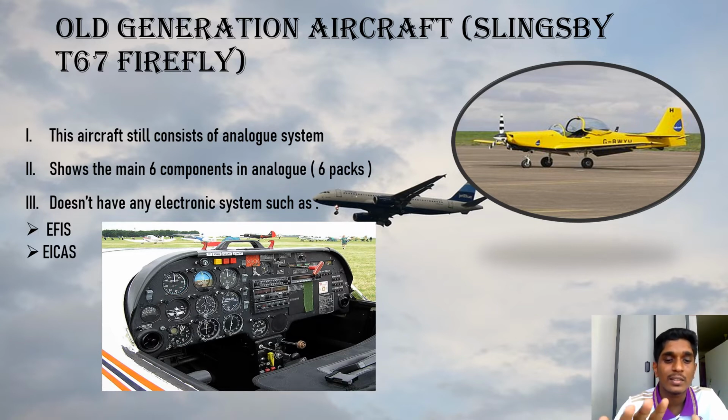As you can see, there are six main components as our technician explained before, like altimeter and airspeed, and everything will be shown in the analog system. The third point is that it doesn't have any electronic system such as IFIS or ICAS. In a modern aircraft, there will be two systems which conduct the aircraft. The first one is IFIS, the second one is ICAS. So this old generation aircraft doesn't have any electronic system.